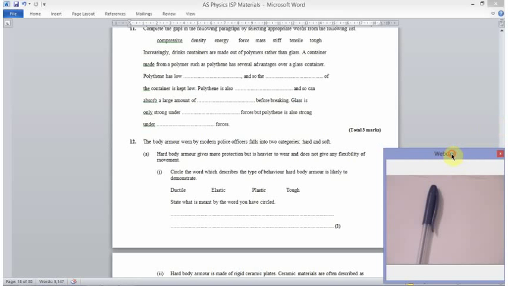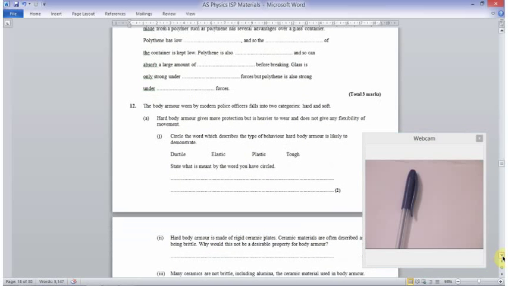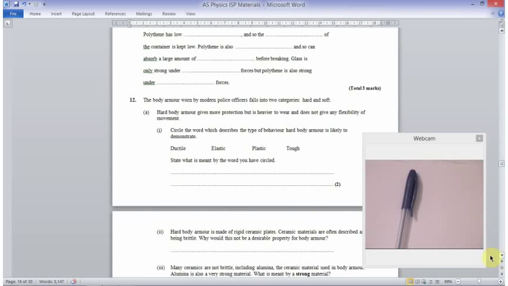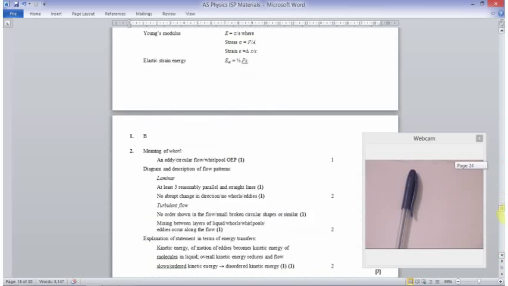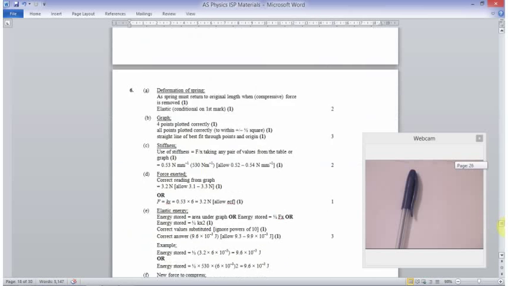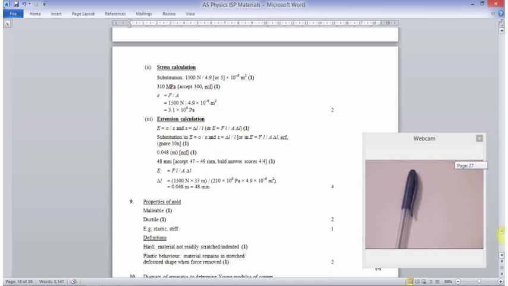Hard body armor is made from... is inevitable, but does not give any flexibility of movement. Right, so it's going to be difficult in terms of the word they're after. Let's double check. I'm pretty sure it'll be plastic is the word they're after, and the reason why is because it doesn't return to its original shape.